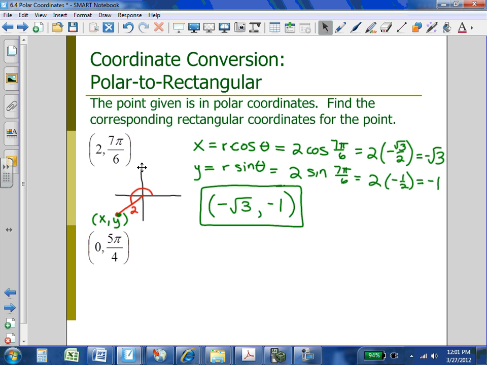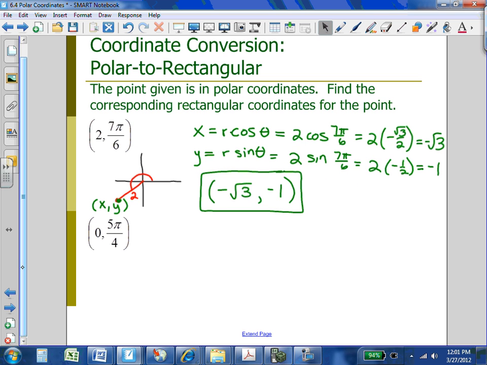The next one's not going to take very long. 0, 5 pi over 4. So I turn to 5 pi over 4. So I have 1, 2, 3, 4, and then 5. So I'm halfway down in the third quadrant. But my radius is 0. Don't go anywhere. And you can see right there that your coordinate pair in rectangular form is going to be 0, 0, the origin.